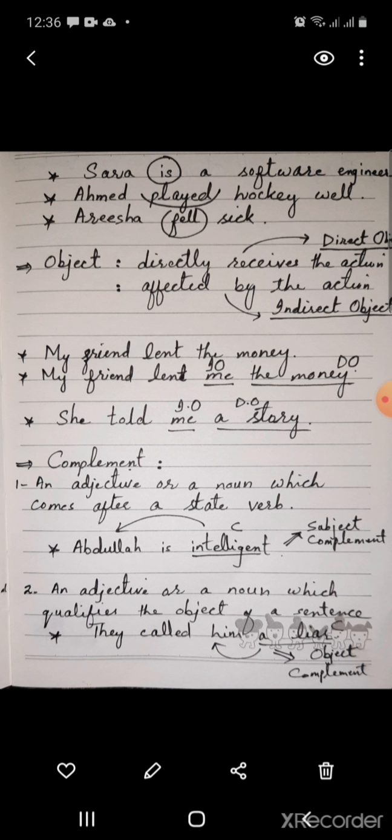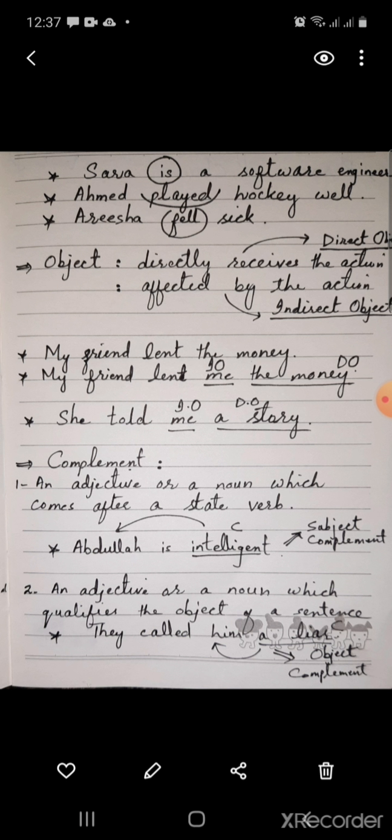So in this sentence, my friend is the subject, "lent the money" is the predicate, and in this predicate, the money is the object because it is receiving the action of lending. As it is directly receiving the action of lending, the lending has been done on the money. The money is being lent, so it is a direct object. Whenever we have only one object in the sentence, that must be a direct object, because an indirect object cannot stay without a direct object.